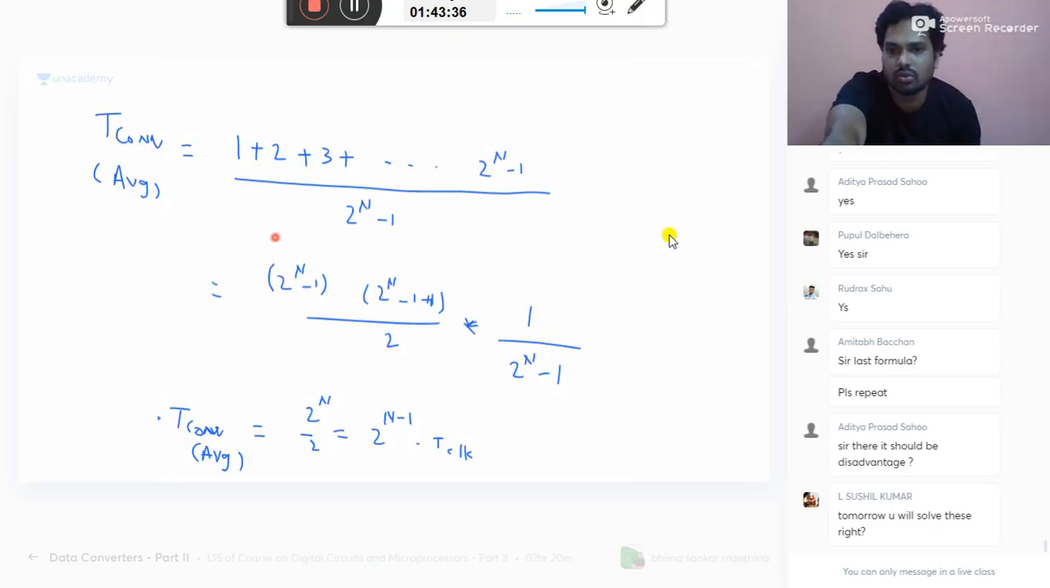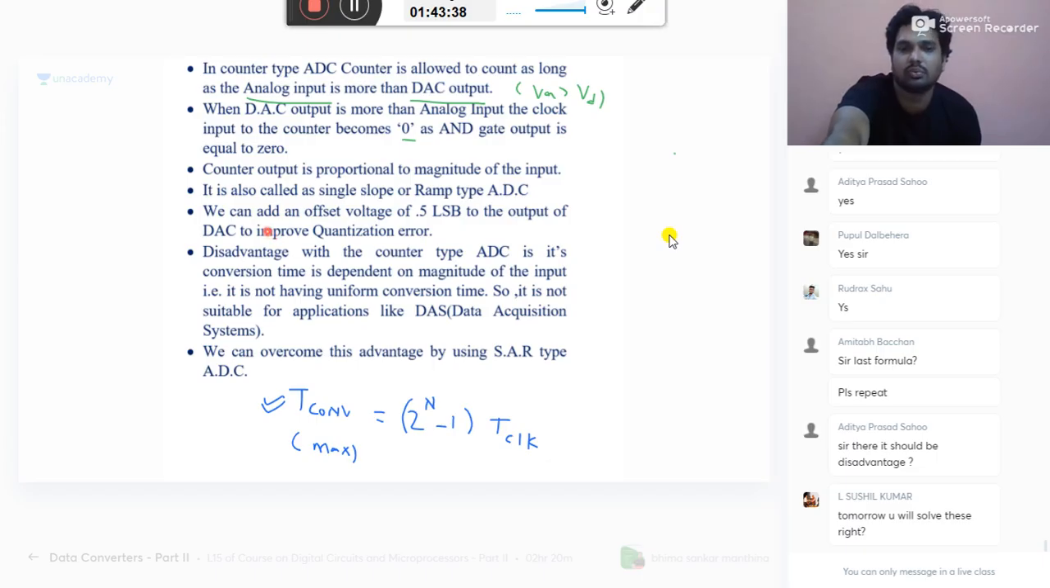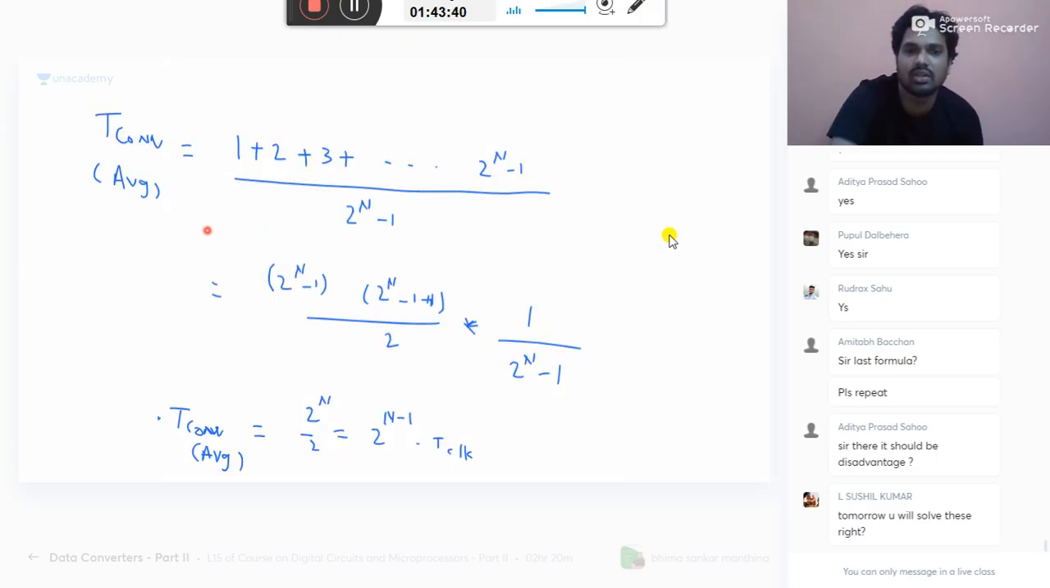Okay, so listen here, one minute. What is the disadvantage if your conversion time is not uniform? For some input it takes one time, for some other input some other time. What is the disadvantage in this? See here.